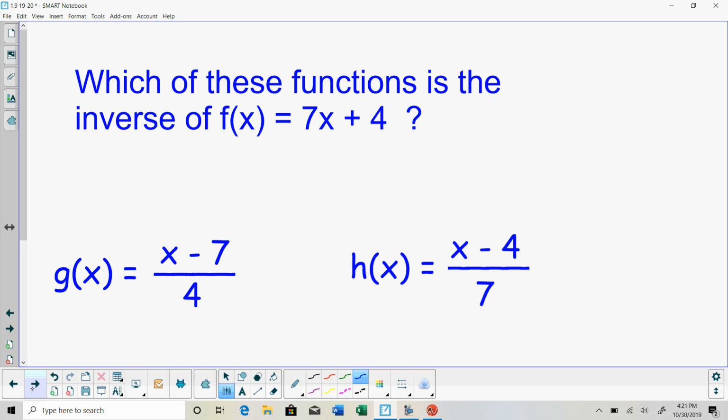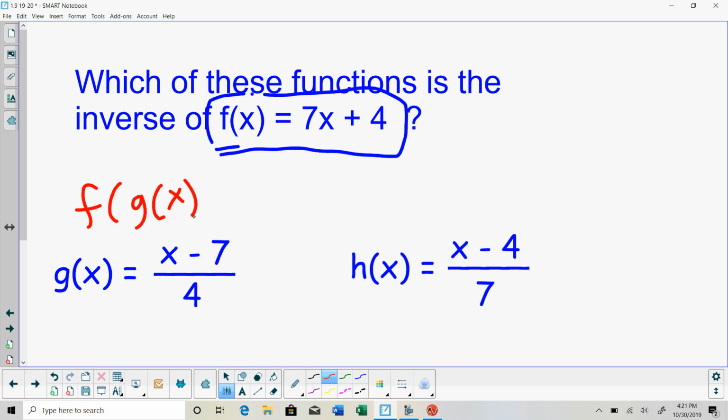Okay, so let's test this out. Which of these functions is the inverse of f of x equals 7x plus 4? I'm going to test whether g is the inverse. If it is, then f of g of x is going to equal what? We can simplify it, and if it's equal to x, then that'll be our winner. All right, let's test this out.